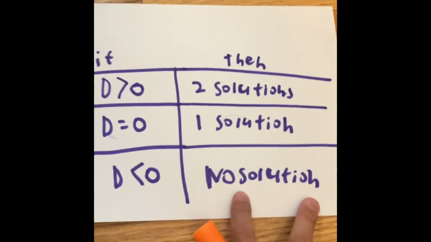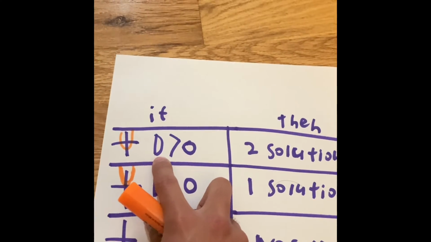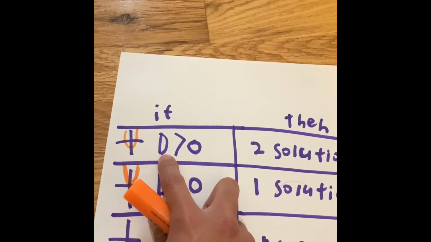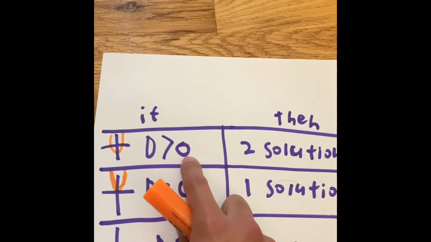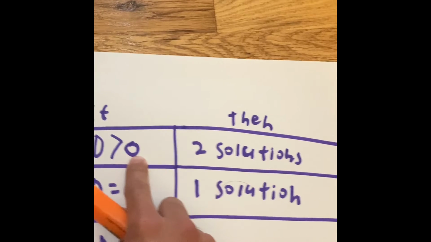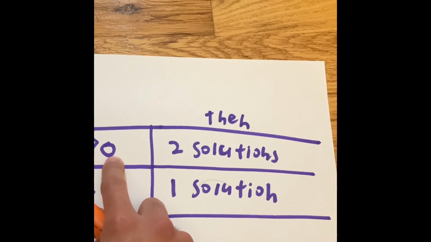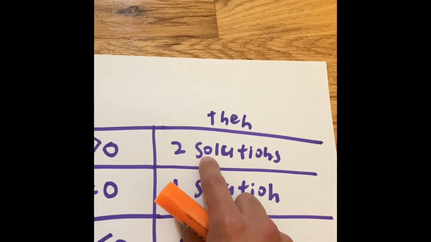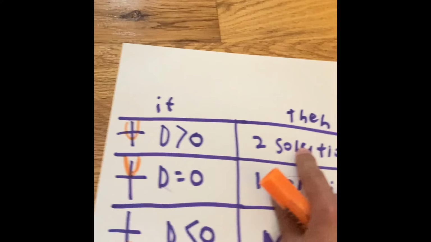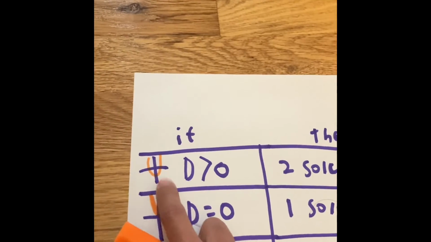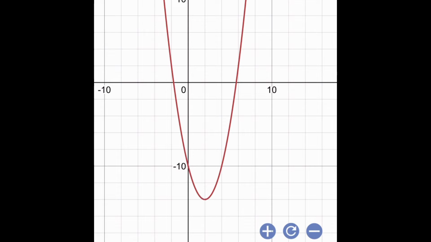So, here are the scenarios. If your answer for the formula, because D represents the discriminant, is greater than 0, that means your parabola, or your quadratic in standard form, will have two solutions, whether irrational or rational. And it will have two x-intercepts on the graph.